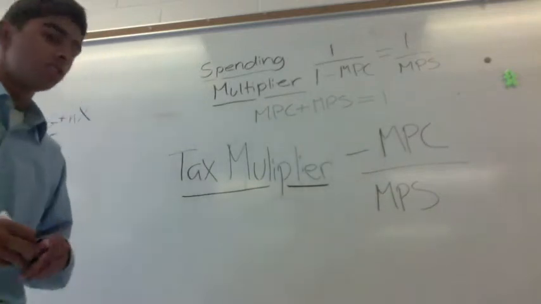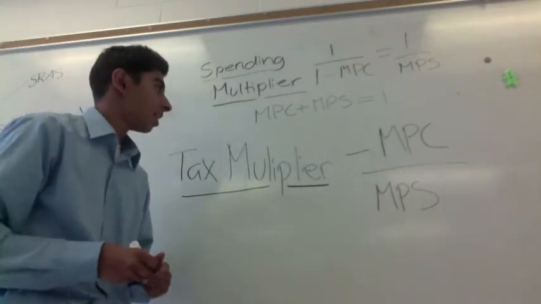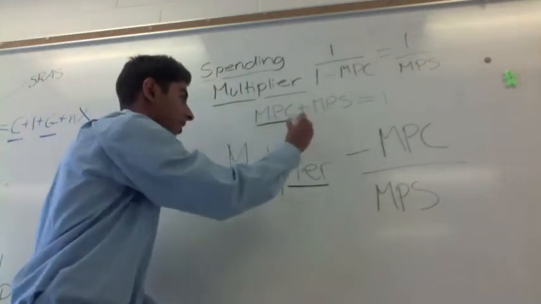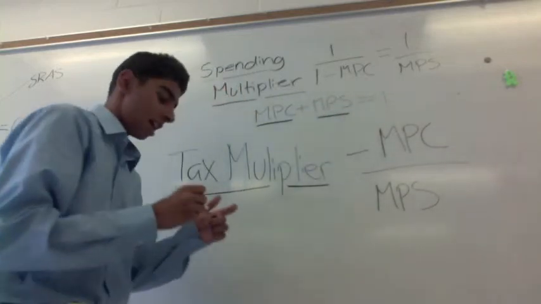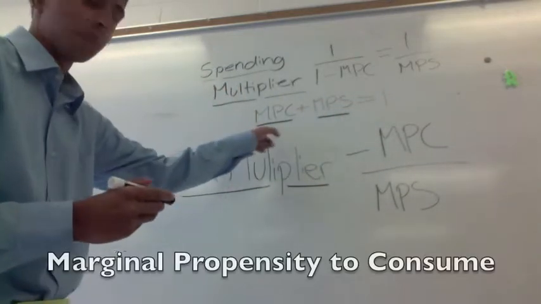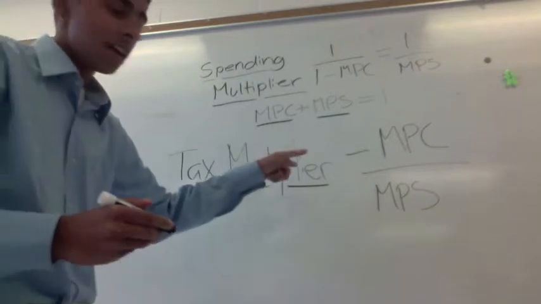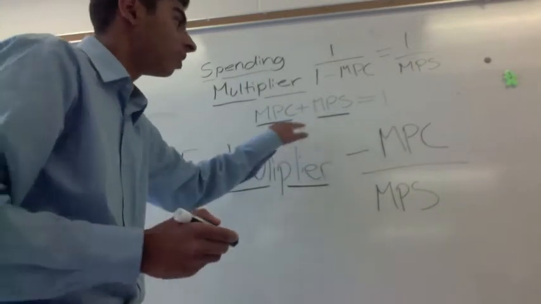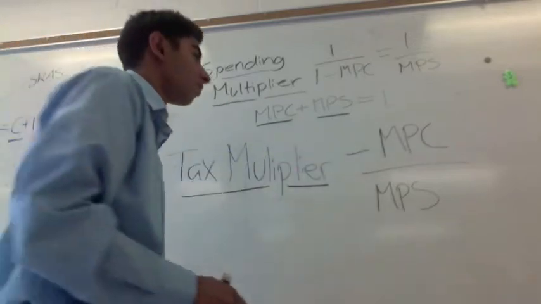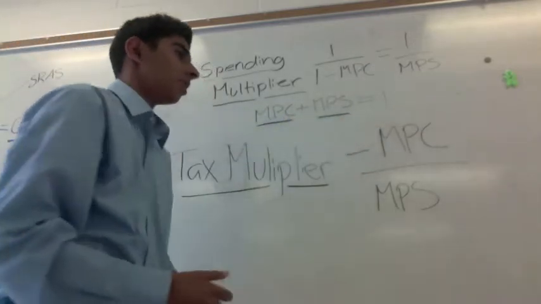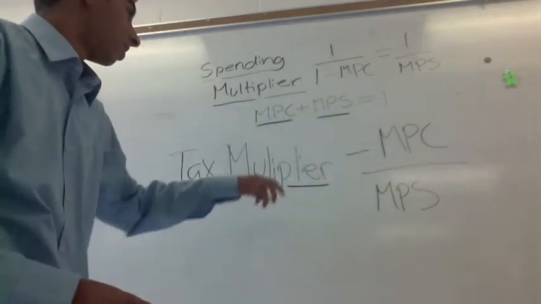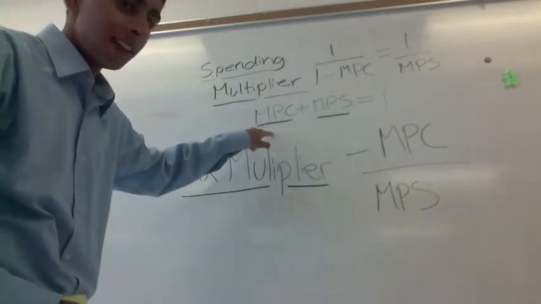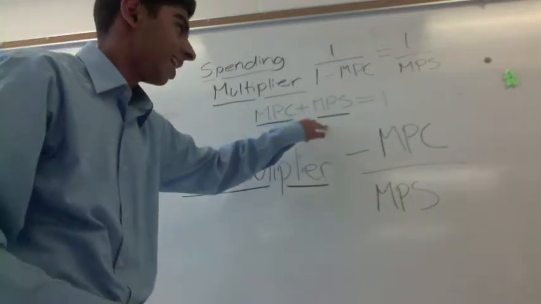So I'm going to introduce you to a couple of terms, and that is MPC and MPS. MPC stands for marginal propensity to consume, and MPS stands for marginal propensity to save. What this equation means is for every dollar that a consumer has, they can either spend it or they can save it.